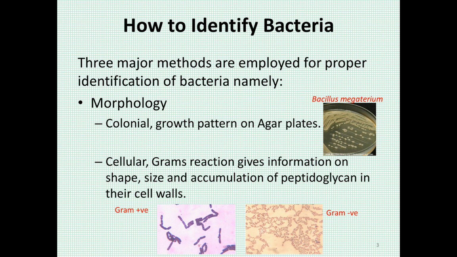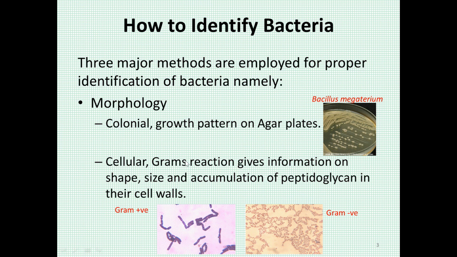First is the morphological identification method. It's split into two, where first you actually look at the colonial morphology of the bacteria based on the growth pattern on plates. Now, for the organism that we're interested in here, which is Bacillus megaterium, we can see that it grows as a single, creamish colony with round edges on plates. This is just some of the characteristics that we're interested in when describing the colonial morphology of a bacteria.